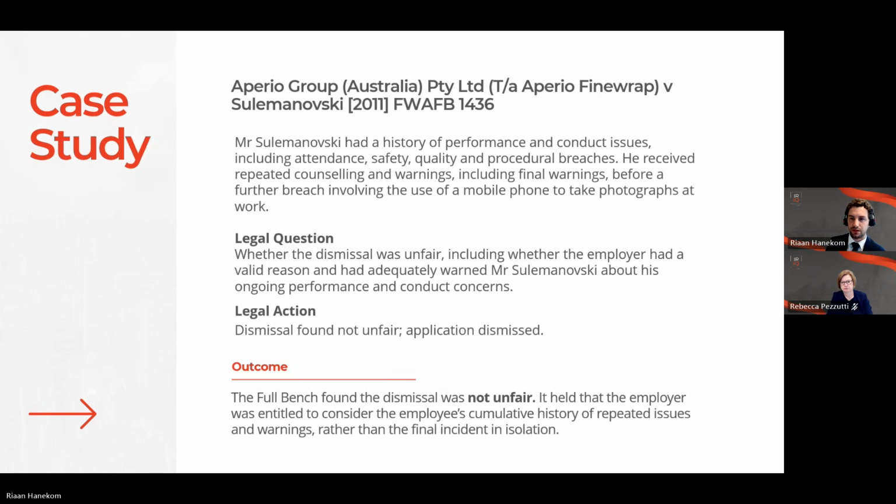And then just finally, again, an example where it was done properly. In this case, the employee had a history of underperformance and conduct issues, including attendance, safety, quality, and procedural breaches. The employer repeatedly counseled and provided warnings, including final warnings, before the final breach occurred. The question for the Commission was whether the dismissal was unfair, including whether the employer had given a valid reason and had adequately warned the employee about his ongoing performance and conduct concerns. And so ultimately, because they had given him warnings and the warnings were specific enough, the dismissal was found not to be unfair and the application was dismissed.